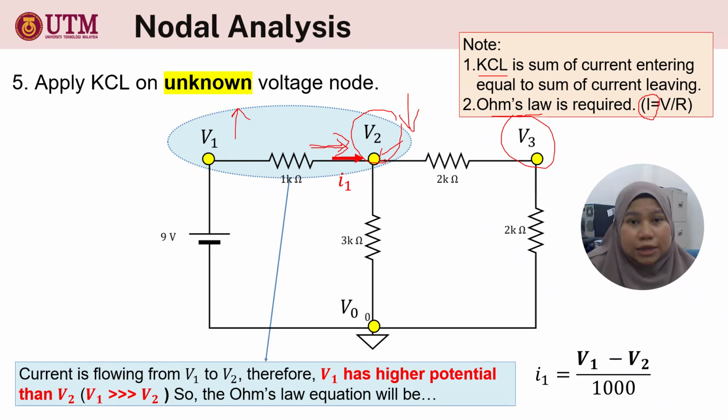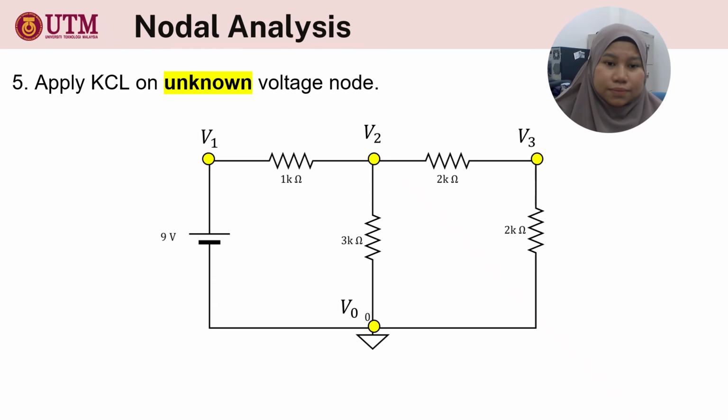If you want the current to be in this direction, it's different. So what is the equation? V2 minus V1 divided by 1000. The answer will be the same. Believe me, the answer will be the same. It all depends on us. So we already know that.